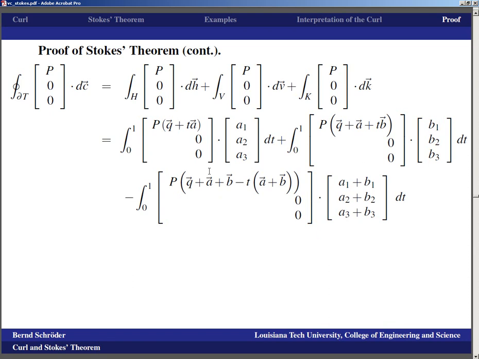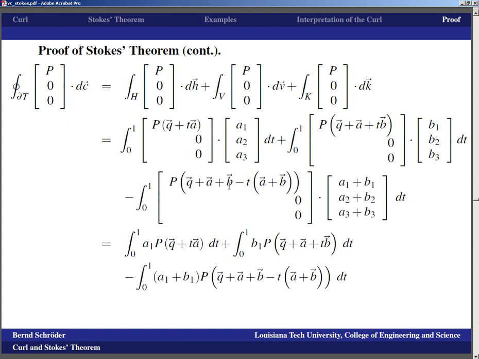We have a smaller expression that will still be nasty enough, because what we get is, of course, the integral from 0 to 1 of a1 times P of q plus ta dt. We get the integral from 0 to 1 of b1 times P of q plus a plus tb dt. And we get minus a1 plus b1 times P of q plus a plus b minus t times a plus b dt. And now we just have to continue working with this integral.